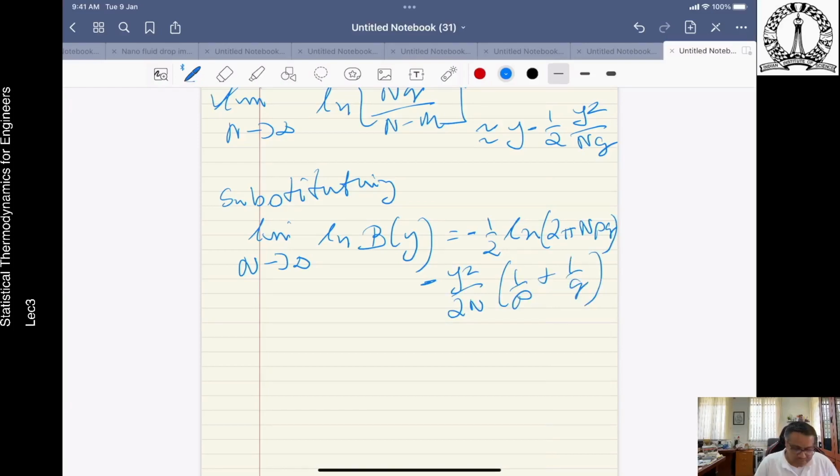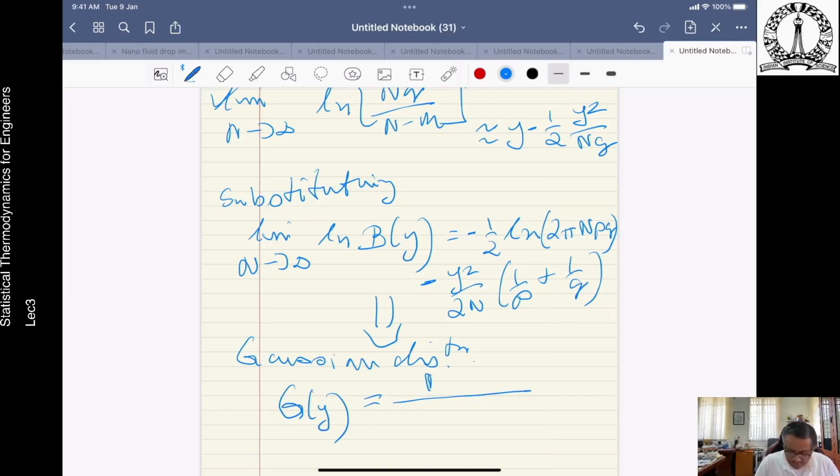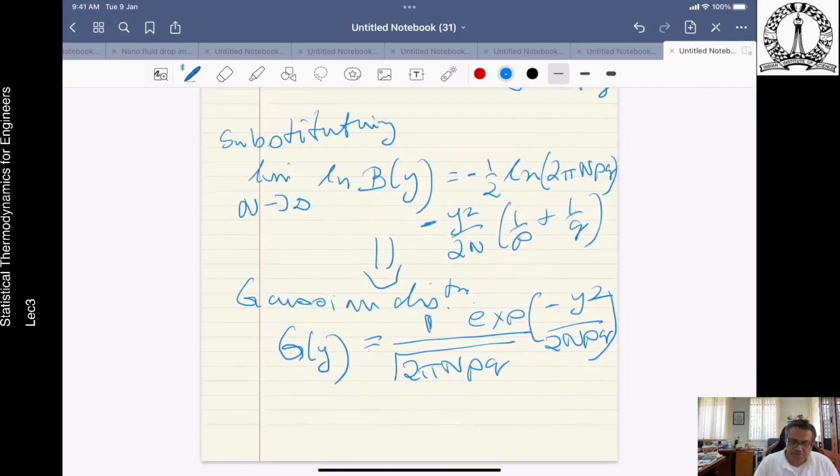Okay, so this now results in a Gaussian distribution, which is given as g(y), which is nothing but 1 over root 2 pi npq, exponential minus y squared by 2npq. This is a Gaussian distribution.